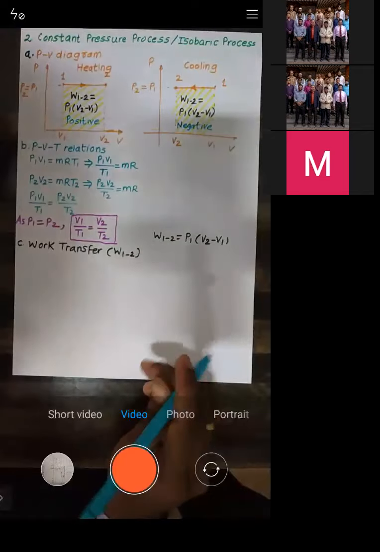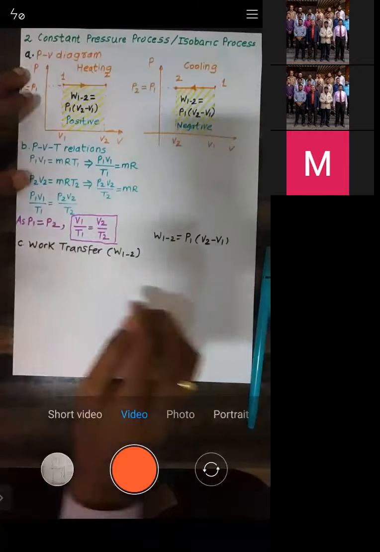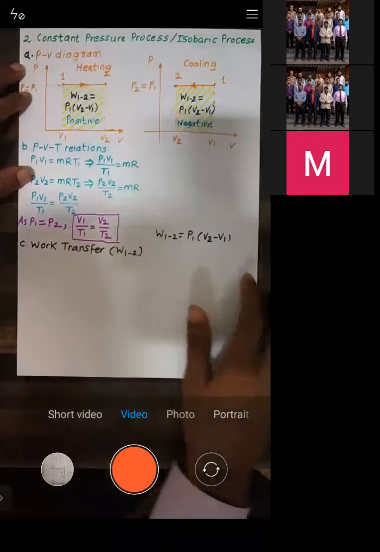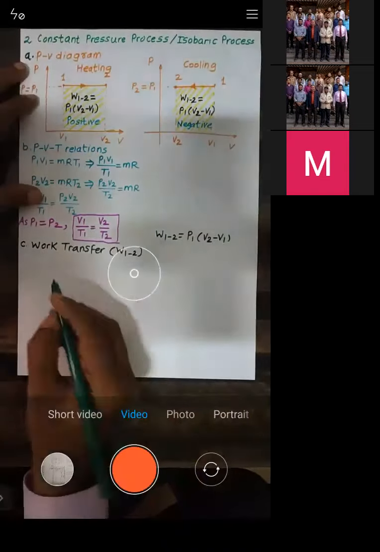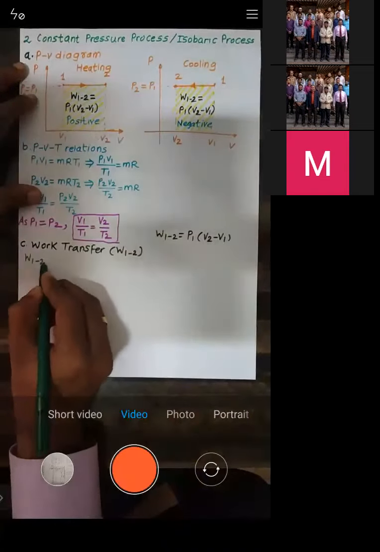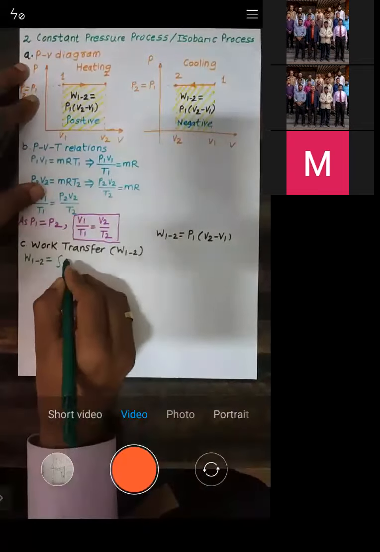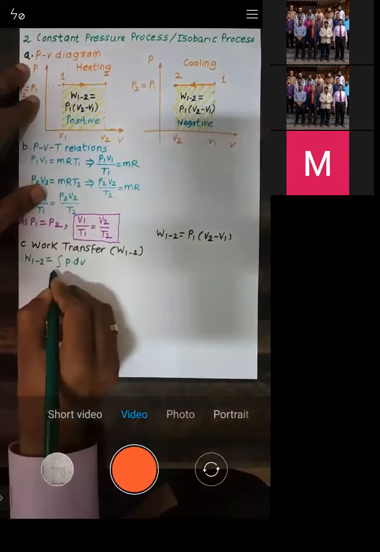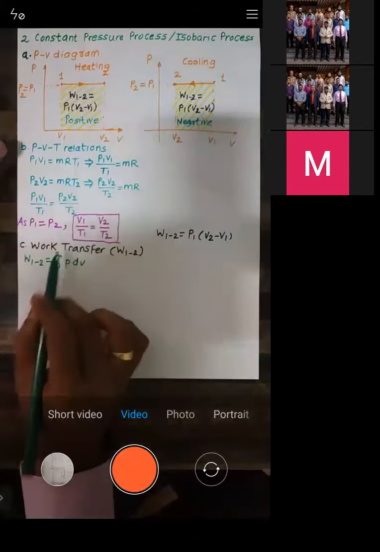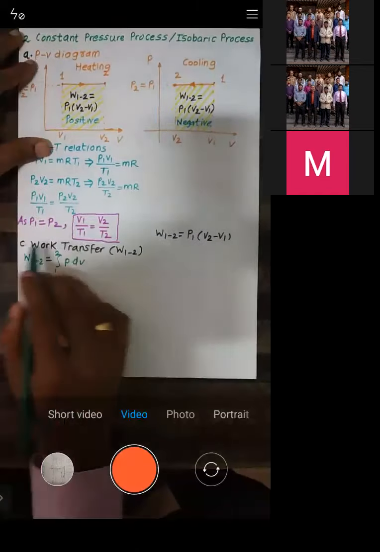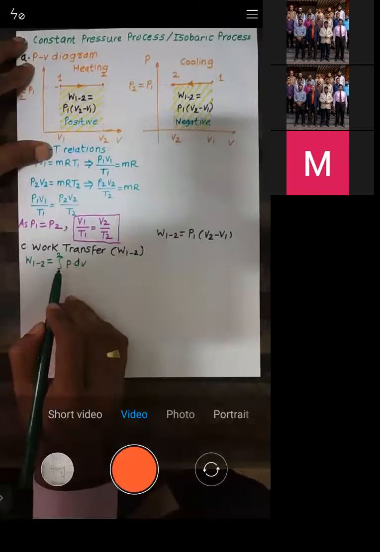Yes, sir. Right. So this is how we can calculate it graphically. Now come back to the formula. How can we use the formula? Work done during 1 to 2 is given by the integration of P dV for process 1 to 2. This is the generalized formula for which the derivation has already been explained to you.